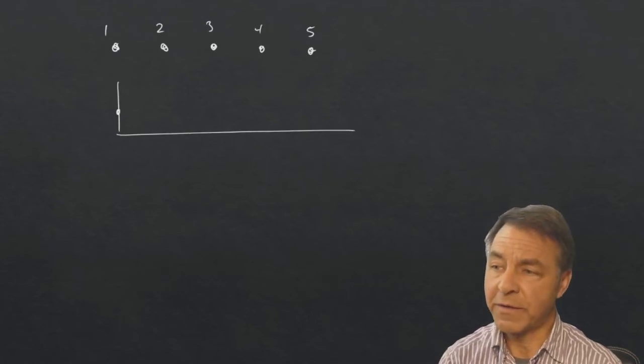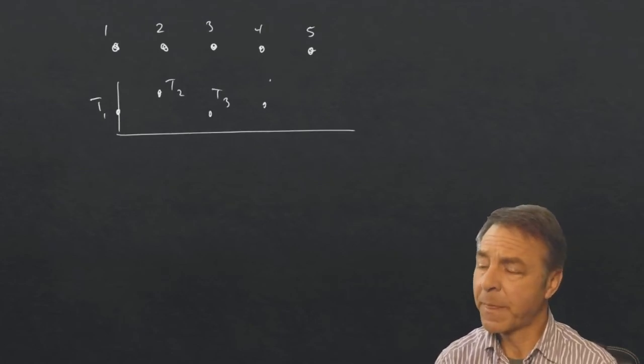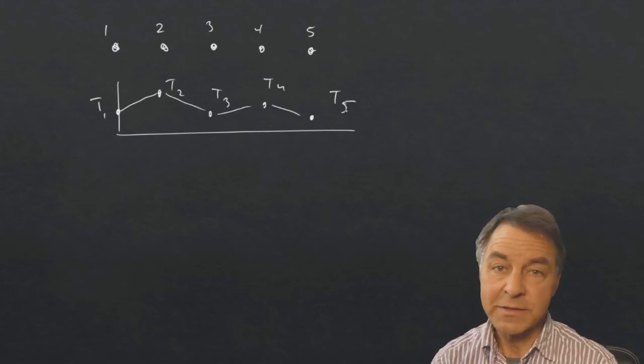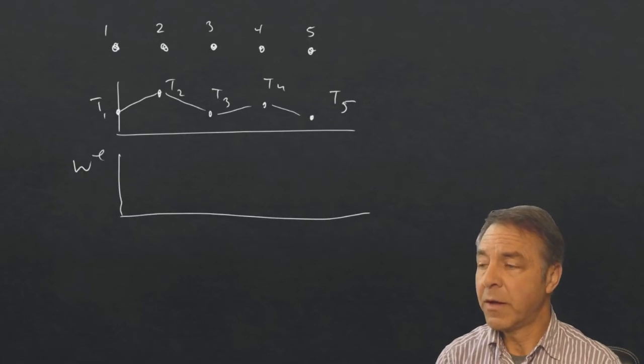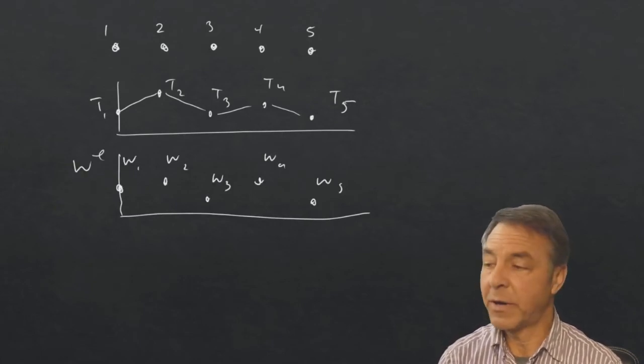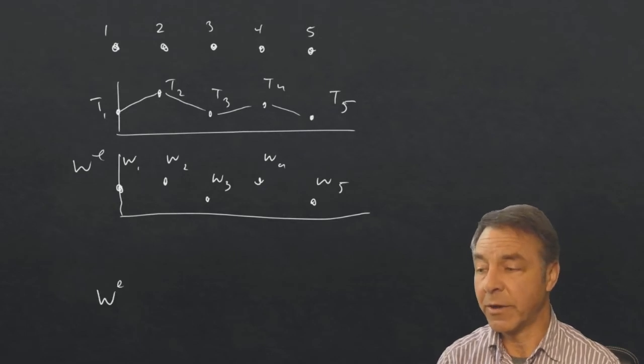So let's look at this in terms of an actual example of points. Here's points 1, 2, 3, 4, and 5. Each of them would have a temperature. And those temperatures are piecewise linear between them. There's an arbitrary function w, defined by w1, 2, 3, etc.